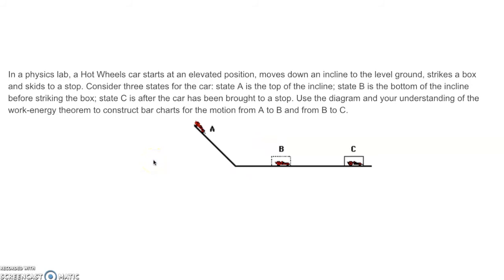In a physics lab, a Hot Wheels car starts at an elevated position, goes down an incline to level ground, strikes a box, and skids to a stop. Consider 3 states for the car. State A at the top, state B before striking the box, and state C after it has been brought to a stop. Draw the diagrams, or draw the bar charts. Do it now.